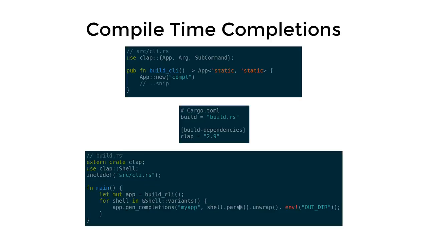Then we call shell.parse, so we're just going through the different shells. And then we have to tell it where to spit out the completion scripts to. In this case, we're saying spit them out to the environmental output directory.